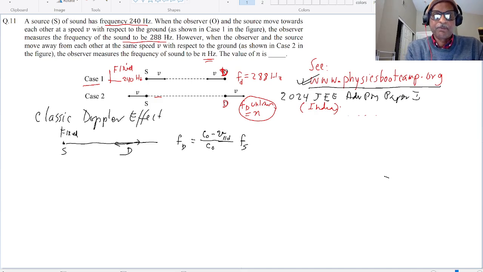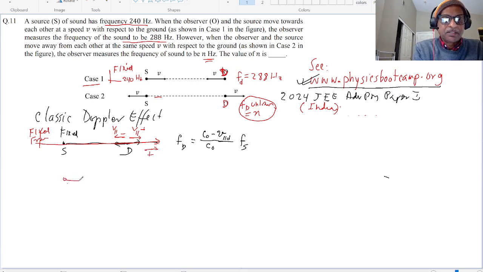So this is the formula for when just the detector is moving, and C0 is the speed of sound with respect to this fixed frame. And you can see that if the detector is moving this way, then V parallel will be positive, and if it's moving this way, then V parallel will be negative, because this side is positive.